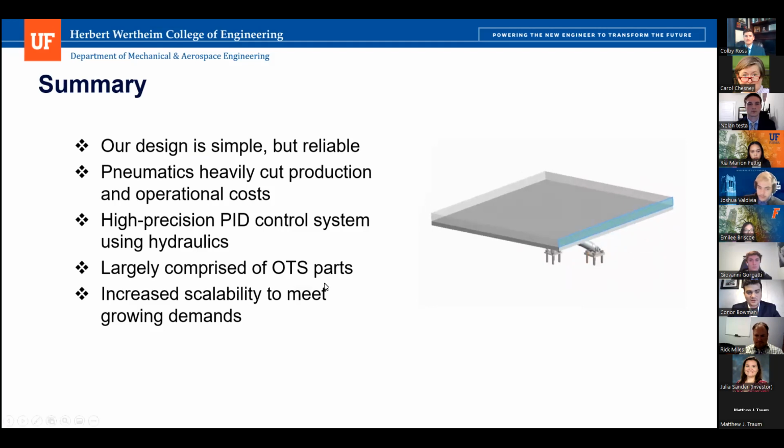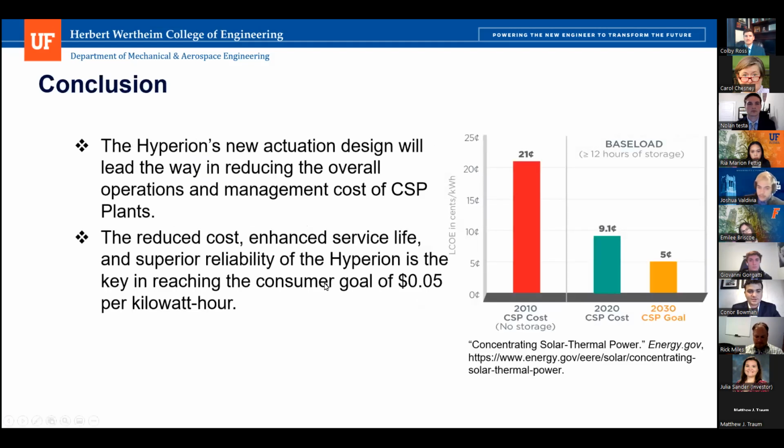On the next slide, we have our conclusion. So we believe this novel idea of using hydraulics to move these mirrors can lead the way in reducing overall operation cost for these energy plants. And the reduced cost, enhanced service life, and reliability of this design can reach the consumer goal of 5 cents per kilowatt hour. And that is our design. Thank you.